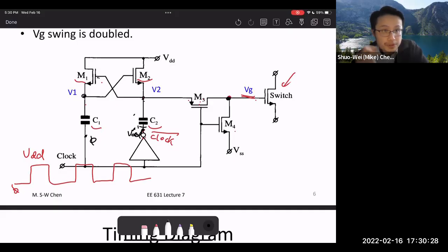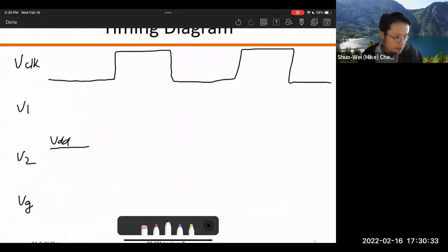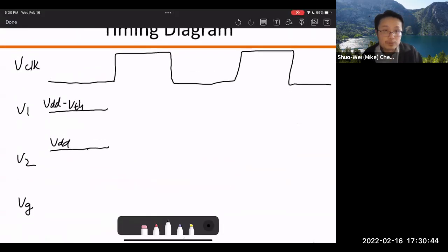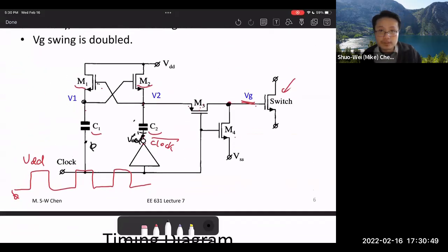Again, here we just assume there's a square law device, right? So VDD minus threshold voltage. That's how it started. So this would be VDD minus VTH, right? Okay, so in that case we figured out V1 and V2, and what about the VG, right? The gate voltage of the switch. Okay, so in that case, let's take a look. V2 is VDD, right? We said it's VDD. And then the initial voltage of the clock here is ground.